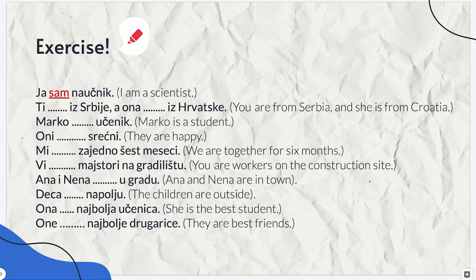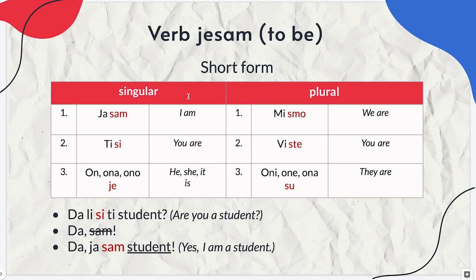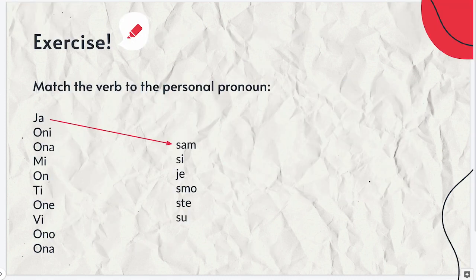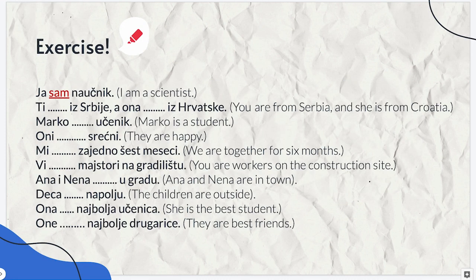There you go. Okay, we have an exercise here where we need to connect a personal pronoun with the verb to be in the same person. That's one important thing. Personal pronouns and verb to be share the same person. Every verb to be in each person is different. Sam, si, je, smo, ste, su. That means you have to be very precise which personal pronoun you use it with. Ja and sam, that's the only combination that can be possible. You cannot say ti sam or on sam, like in English in singular. I am, not you am.